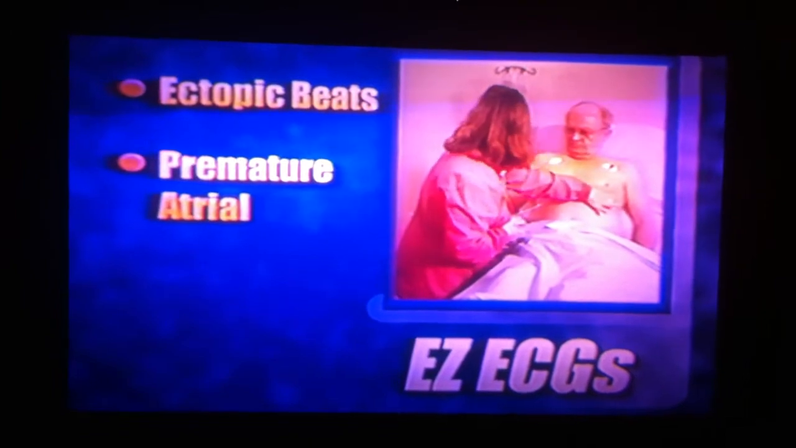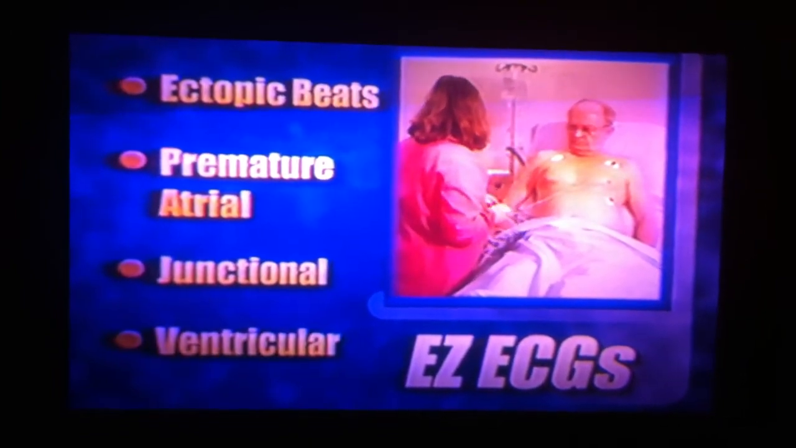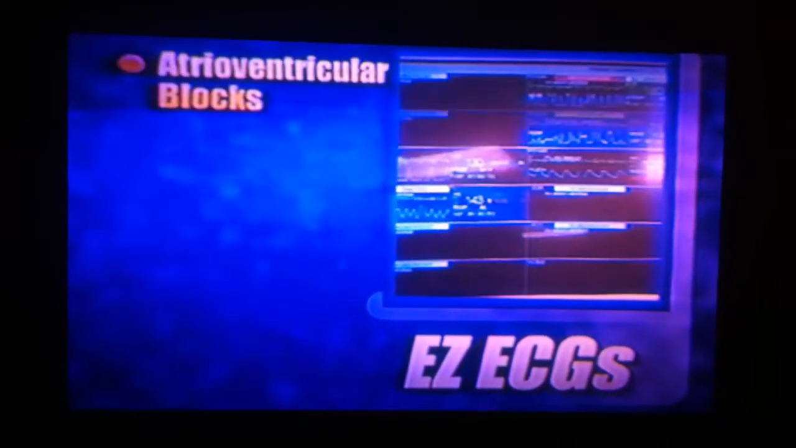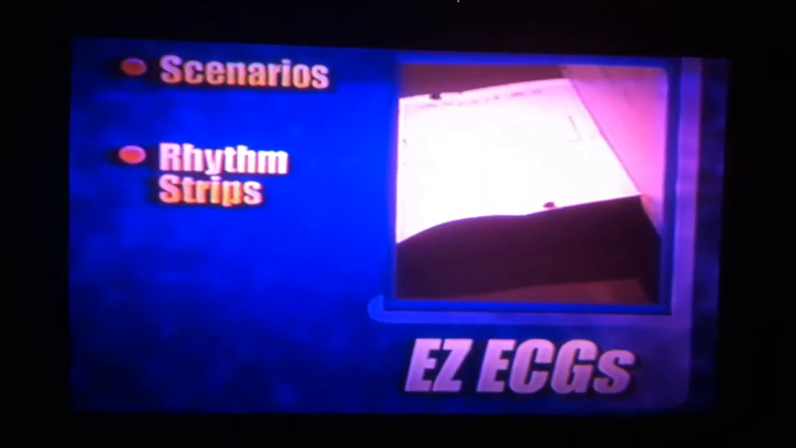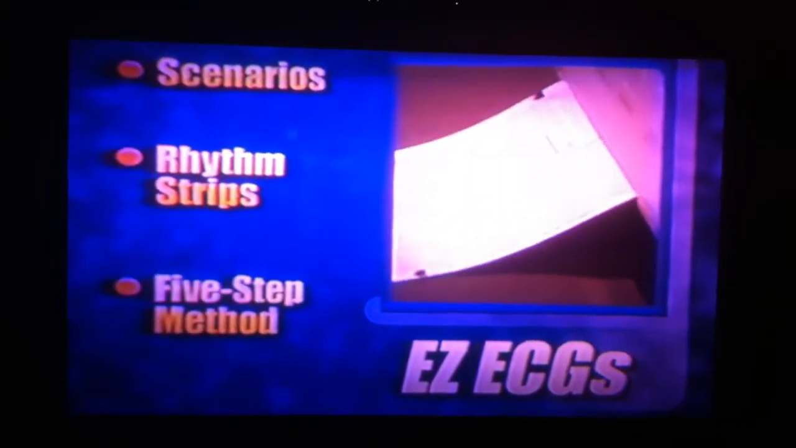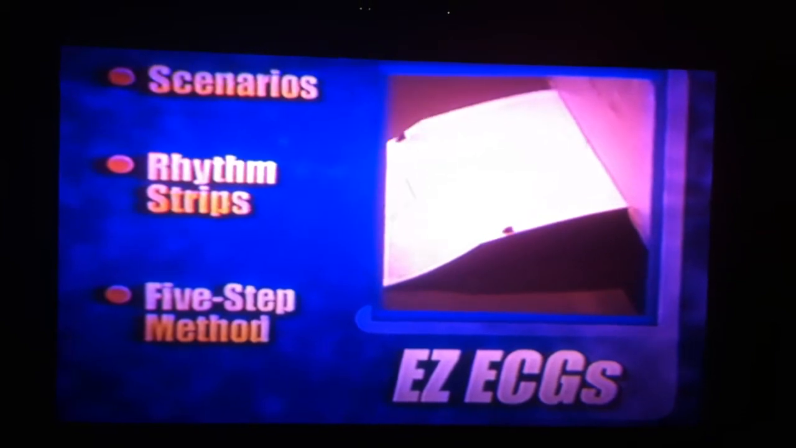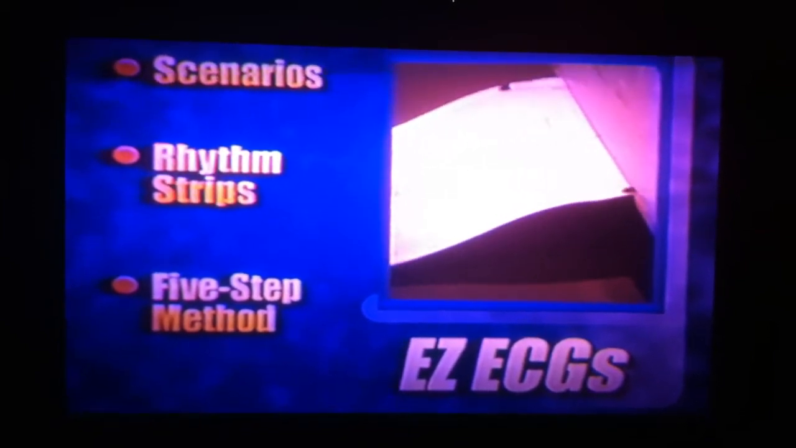So far, we have reviewed the ectopic beats of premature atrial, junctional, and ventricular complexes. Next, we will discuss atrioventricular blocks and escape rhythms. We will conclude with scenarios and rhythm strips. By using the 5-step method, you will be able to identify many different ECG rhythms.